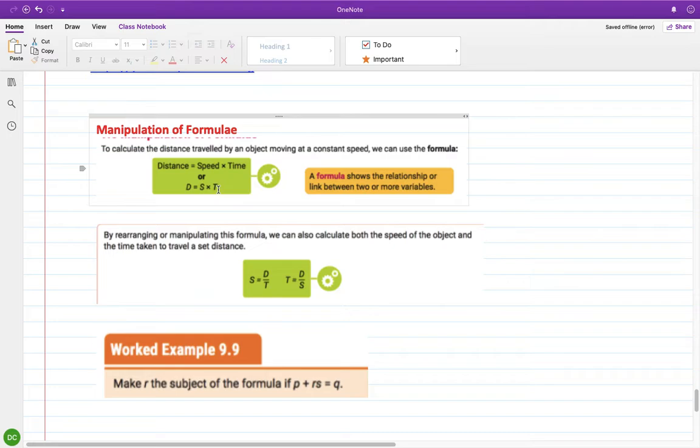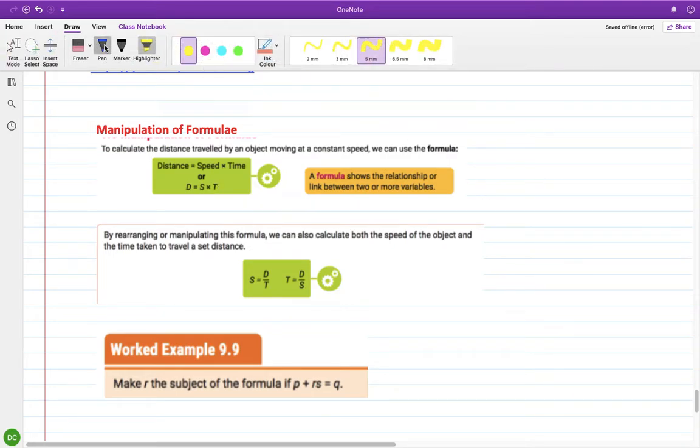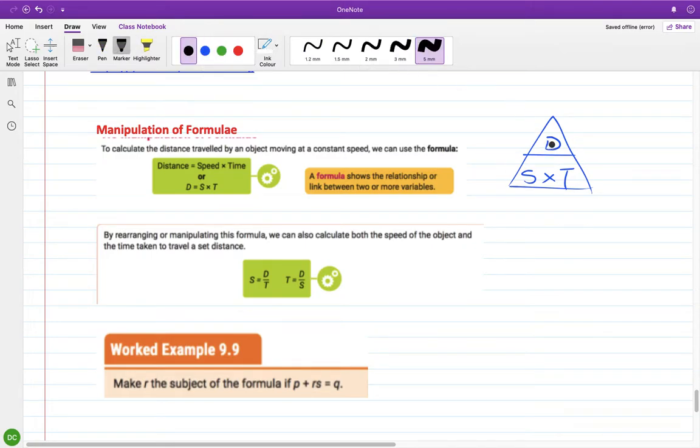Remember Dad's silly triangle? We did this earlier in the year. Whichever one you were looking for, you covered it. So if you were looking for distance, you covered distance, and then you saw that the formula was speed multiplied by time. So if I was looking for distance, I'd write distance equals, and then I'd cover distance with my finger and see what's left, which is speed multiplied by time.